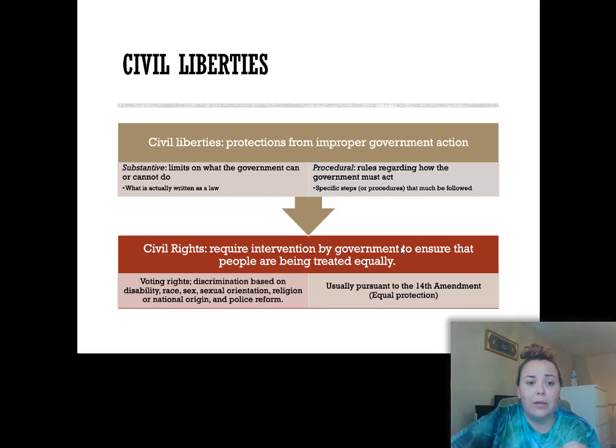Substantive are going to be limits on what the government can actually do in terms of what is written as law. So we see the Supreme Court of the United States yesterday decided on a pretty big civil liberties law in which they included LGBTQ communities as part of the Civil Rights Act of 1965, which means that up until yesterday, employers could terminate somebody's employment based on their sexual orientation, and that was actually written as law.